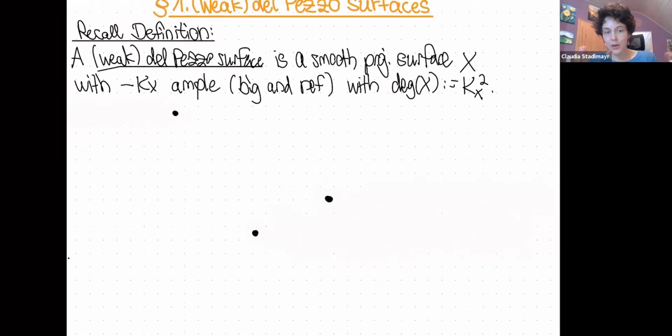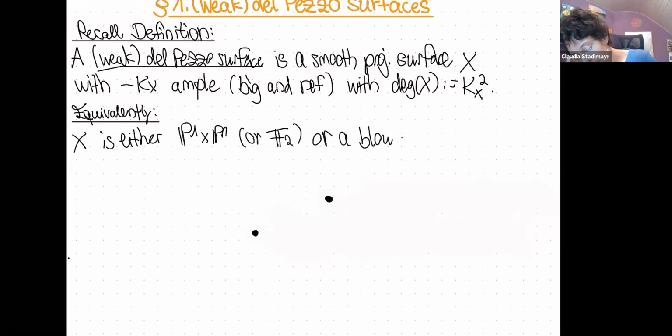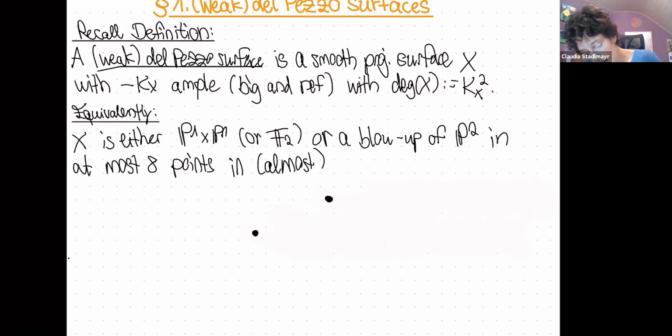Okay, I'm sure you all have heard of this definition. I want to give you a more explicit definition that is equivalent to this one, namely X is either P1 times P1 for an honest del Pezzo surface, or for weak del Pezzo surfaces, it can also be the second Hirzebruch surface, F2, or a blow-up of P2 in at most 8 points in almost general position for weak del Pezzo surfaces and general position for del Pezzo surfaces.